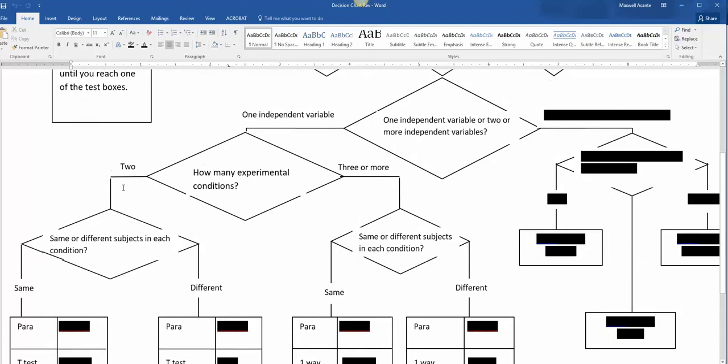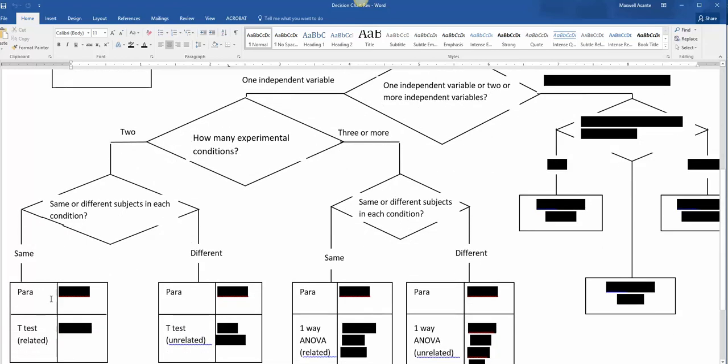So if there are two, the next question will have to be, do you have the same individuals being exposed to the conditions of the experiment, or do you have two different groups of individuals? If it is the same individuals, then the test that you use to determine differences in their performance is the t-test for related samples. If it is different individuals, it is the t-test for unrelated samples.